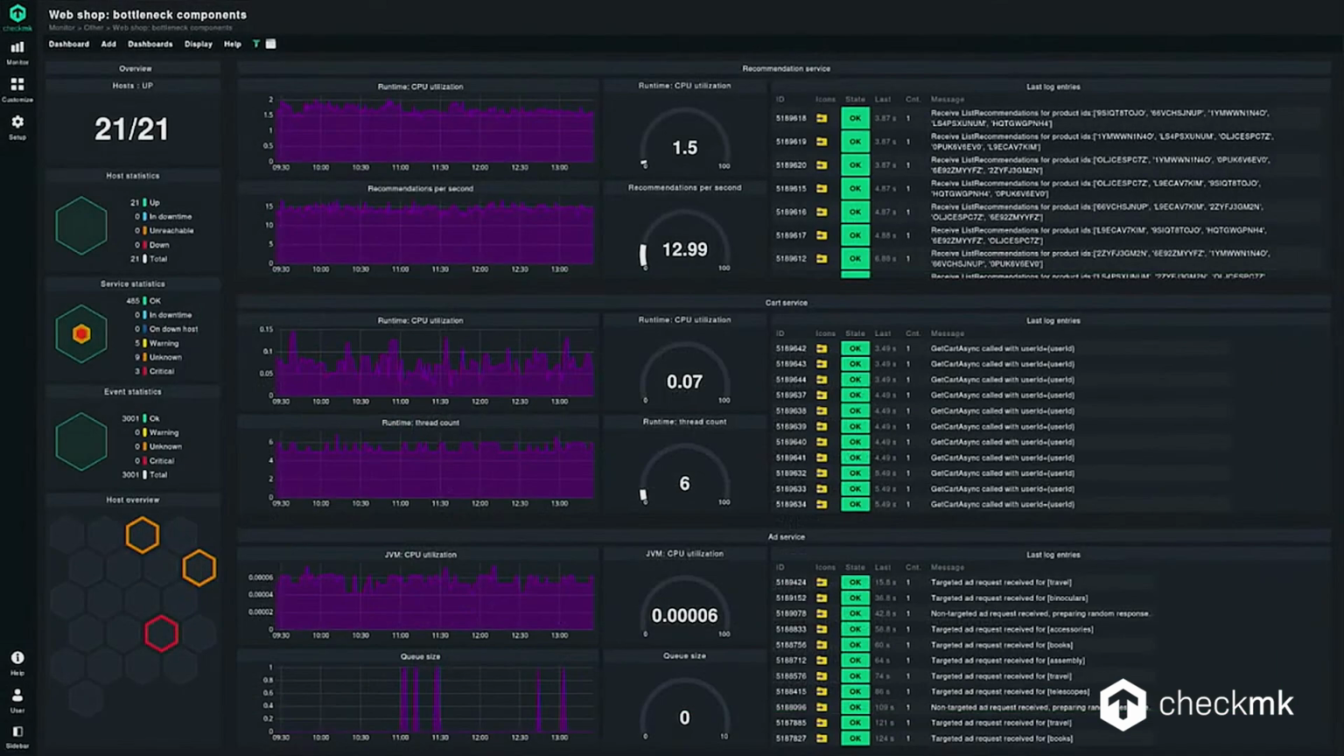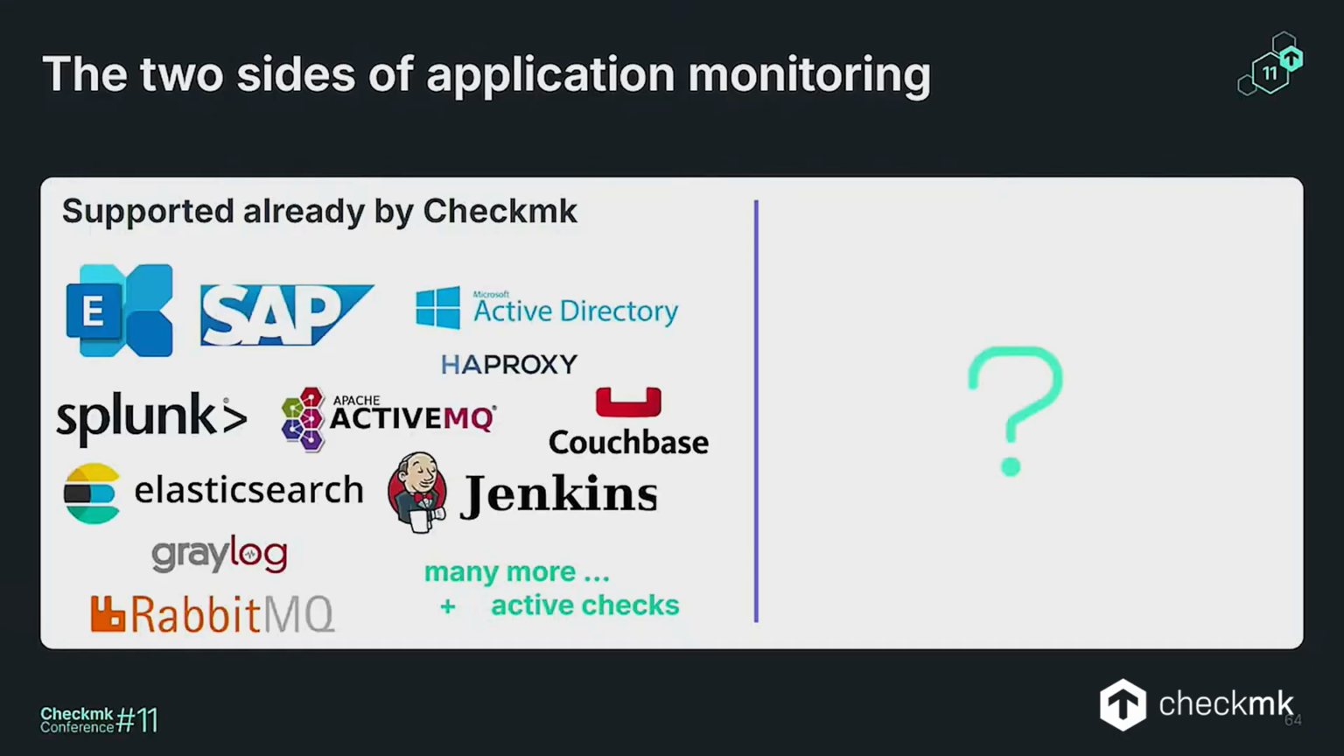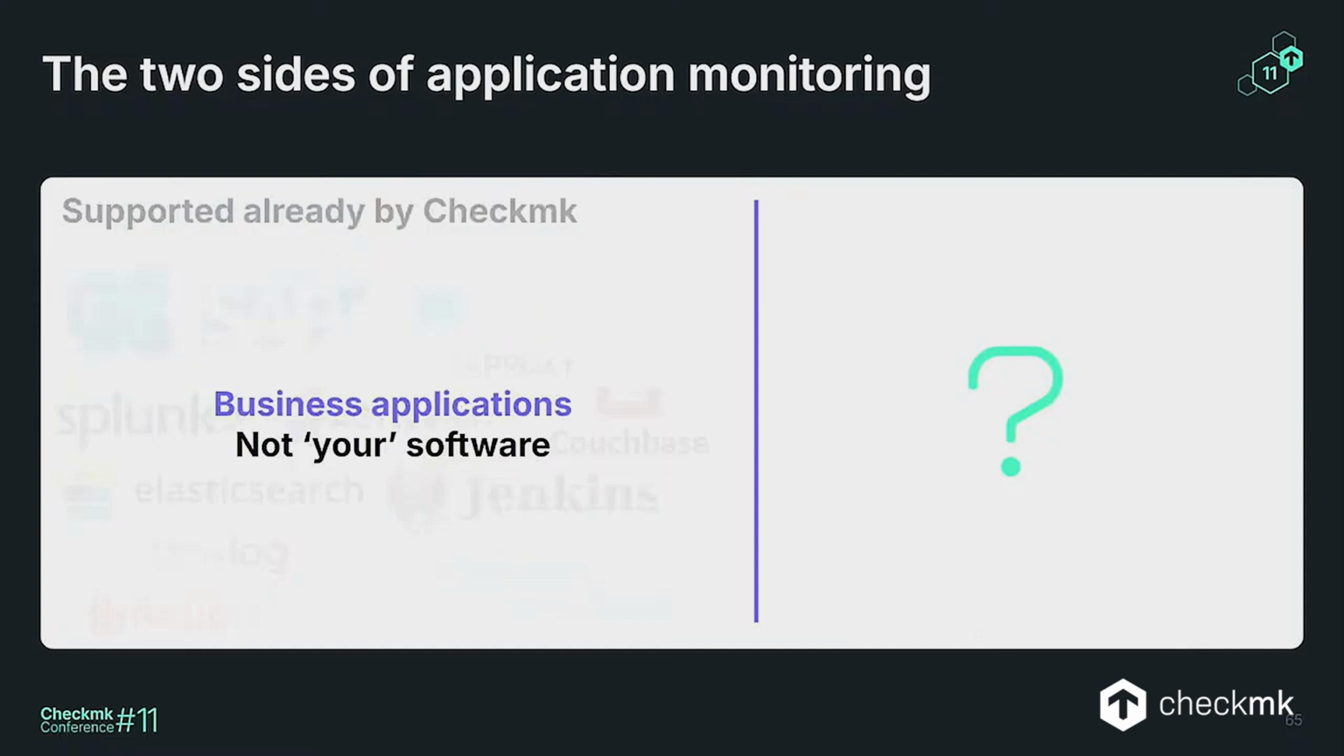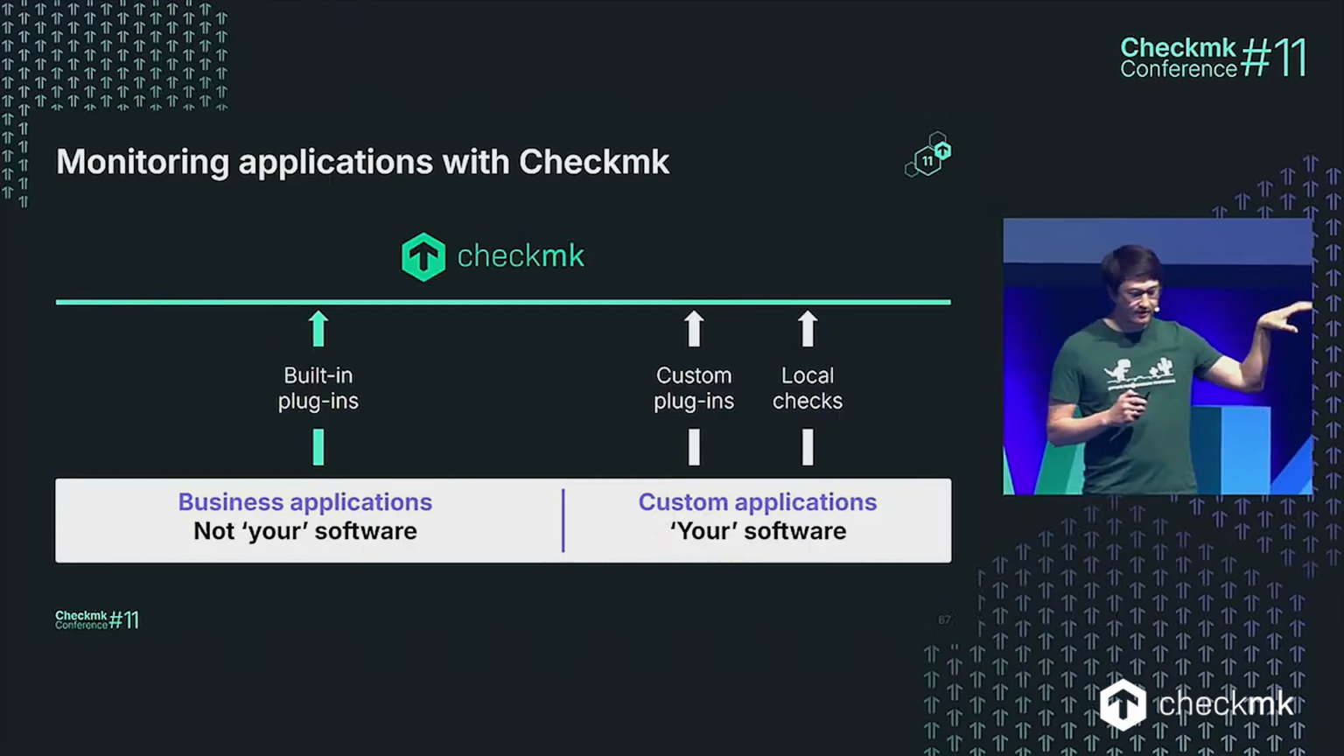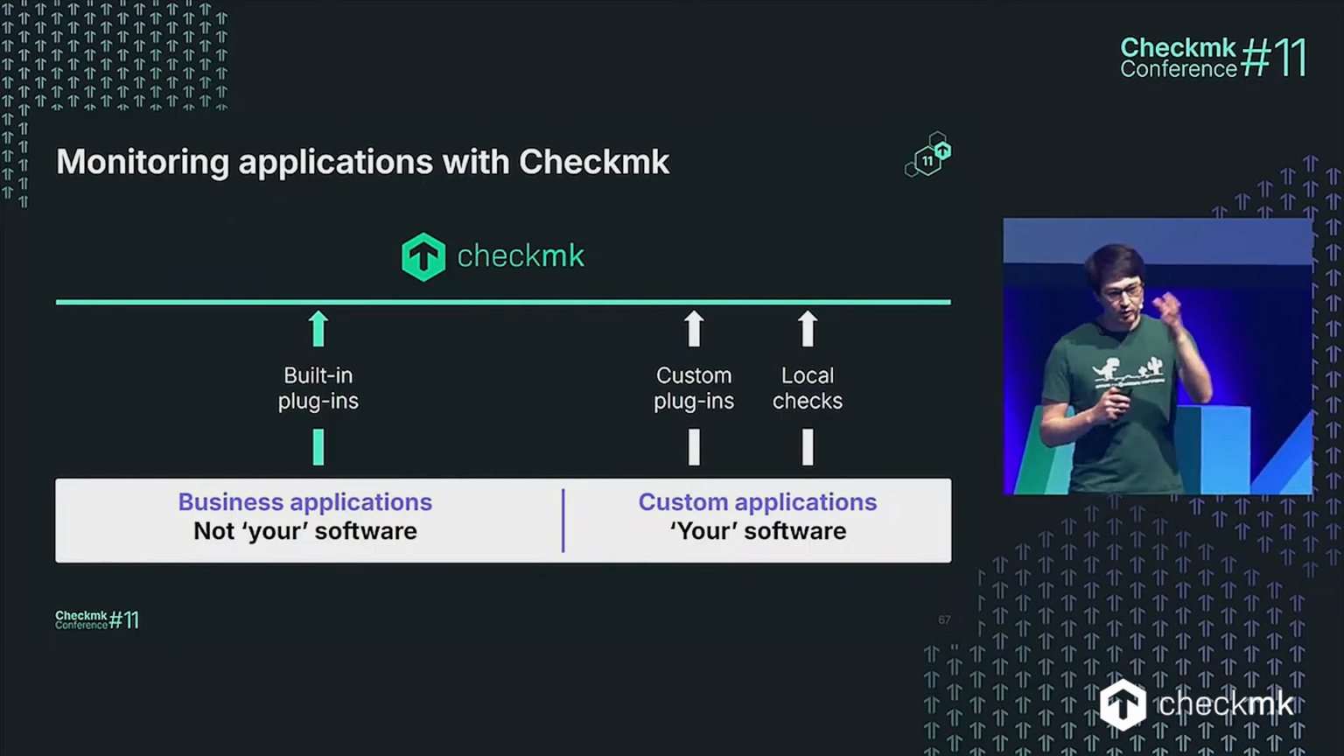But you might be wondering, isn't that already possible anyway? Aren't you already doing that maybe? And the thing is, with Checkmk, what we do is we primarily monitor business applications. These are the things here. You can also use a lot of active checks to go a lot more in depth. But these are applications which are not your software. These are business applications, out-of-the-box software. But what about the custom applications which you and your company might be building? What about them? How do you monitor these things? For the business applications, we have our built-in plugins. For your own software, you can write custom plugins, and probably most of you use local checks.